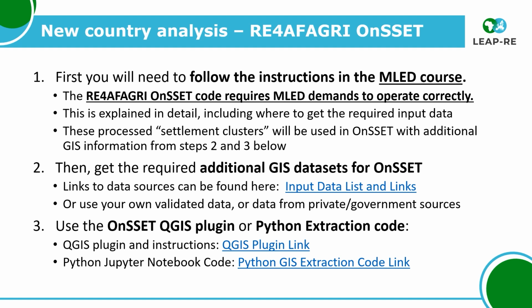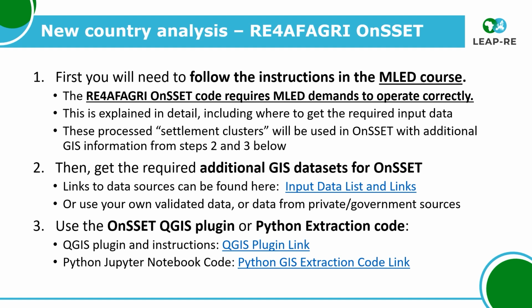In step 2, you will need to get the required additional GIS data sets required for OnSSET. Here we have a helpful link where there are many different resources you can go to find them. You can also use your own validated data or data from private or government sources, and you can choose whether you wish to release this or keep it private. Just because OnSSET is open source does not mean that you have to publish any of your data.